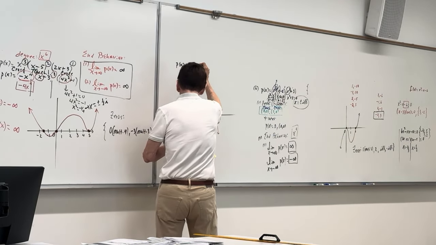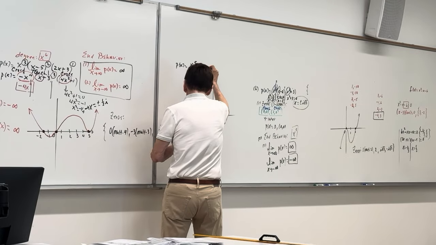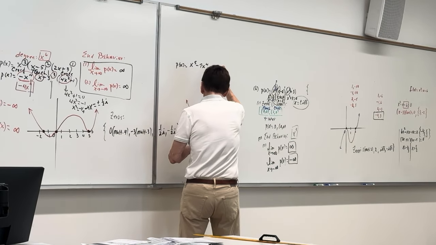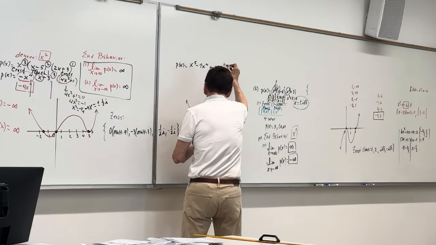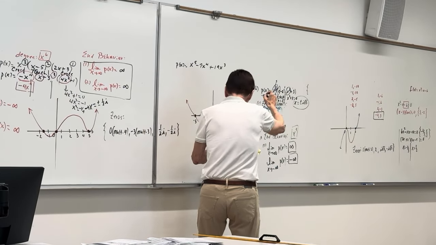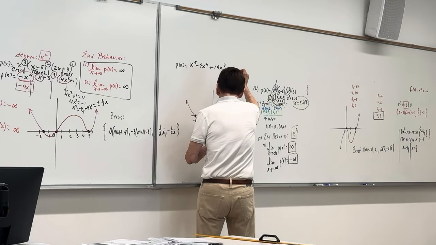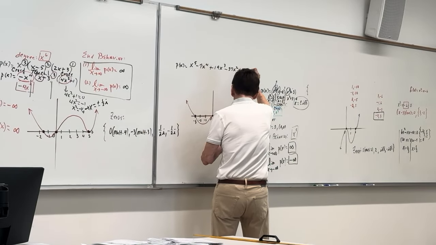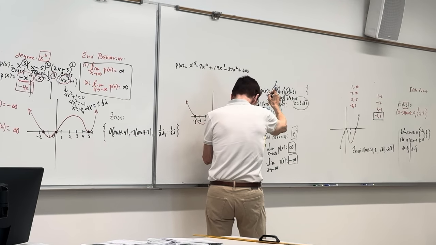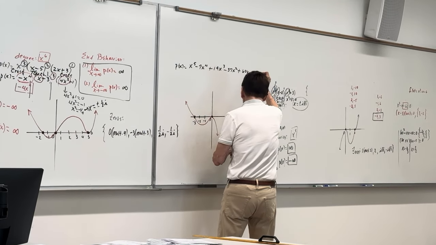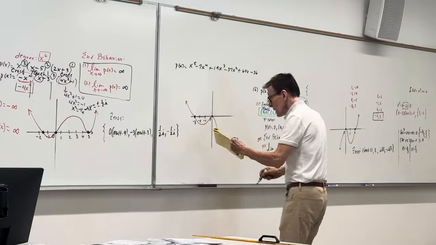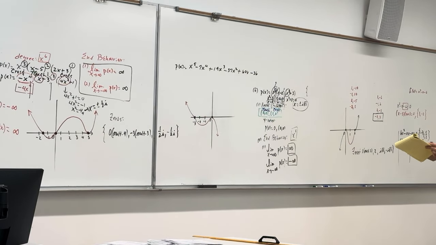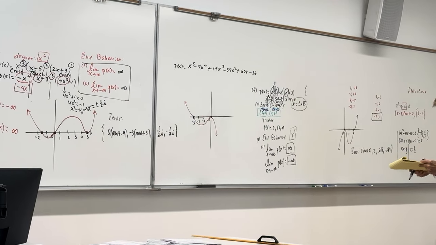x to the 5th, subtract 7x to the 4th, plus 19x cubed, minus 37x squared, plus 60x, subtract 36. Should all this copy down correctly. Yep.